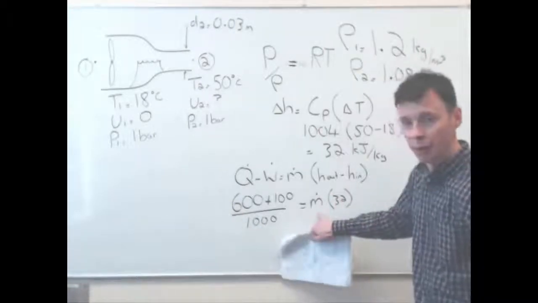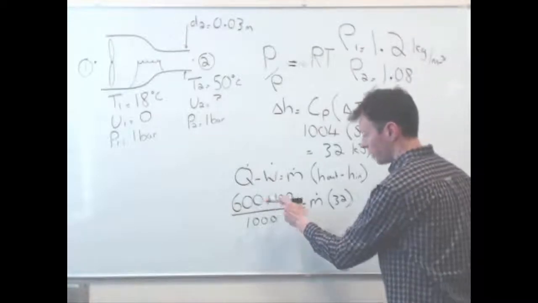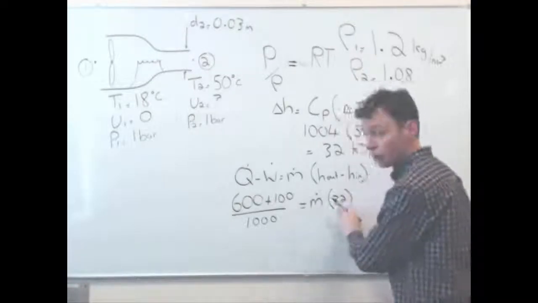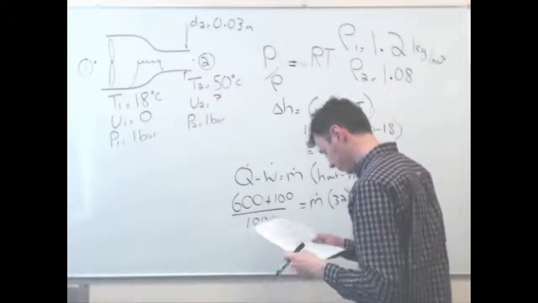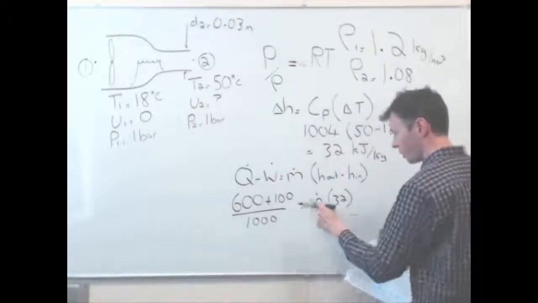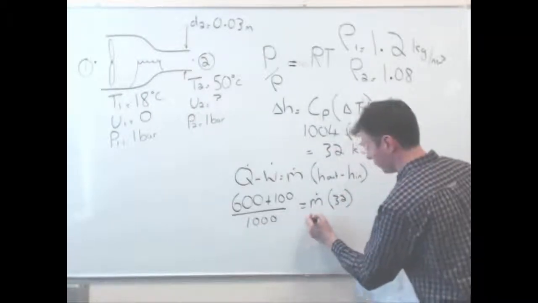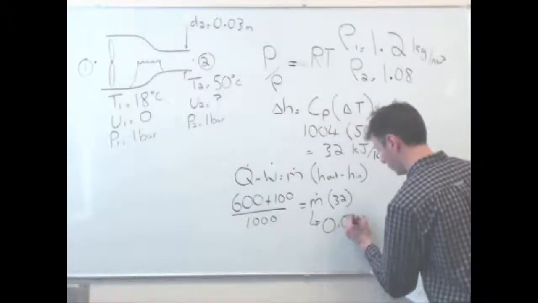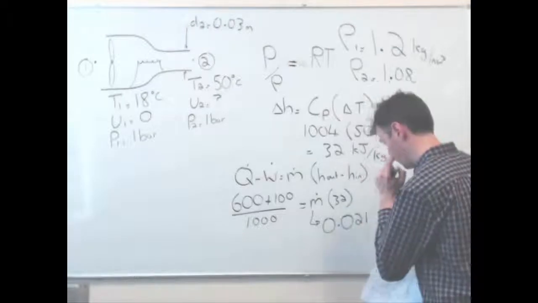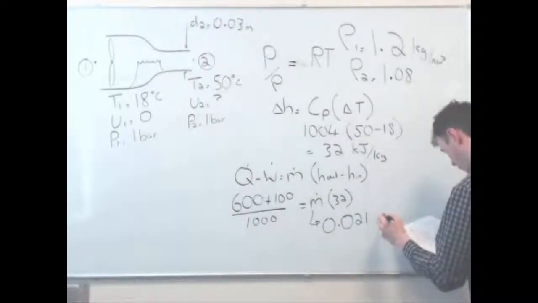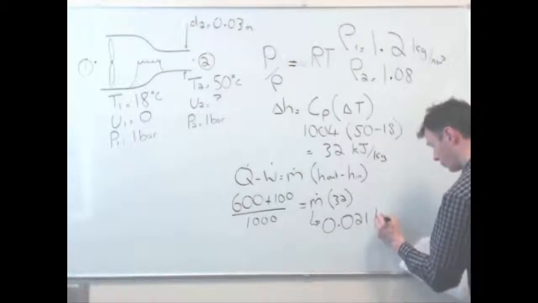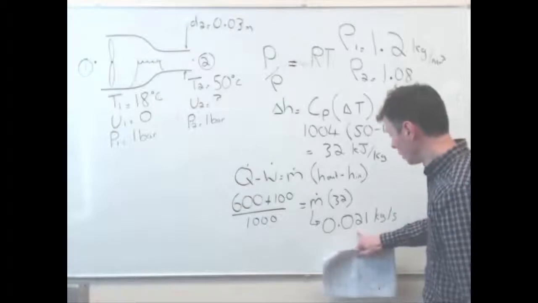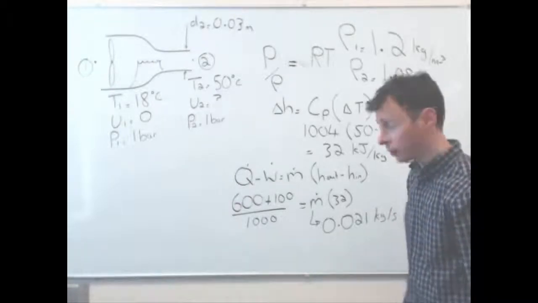Okay, so this is the expression now where we can find out the mass flow rate. So 600 plus 100, so 700 divided by 1000, 0.7, and then 32 here. Find out the mass flow. So 0.7 divided by 32. So this is the answer in the book, 0.021 kilograms per second.